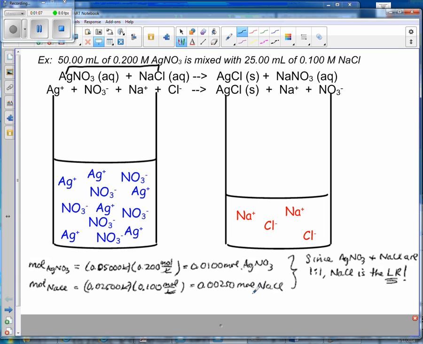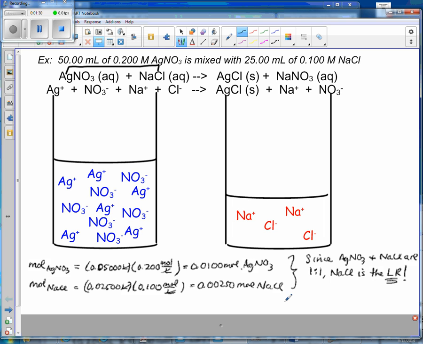Okay, so now I got the moles of both reactants. And that's going to be useful throughout the entire problem. So that's why I like to calculate that first thing. Now in this problem, because everything is a 1-to-1-to-1 ratio, I can clearly tell which one is the limiting reactant. I'm going to run out of sodium chloride before I do silver nitrate because there's less sodium chloride.